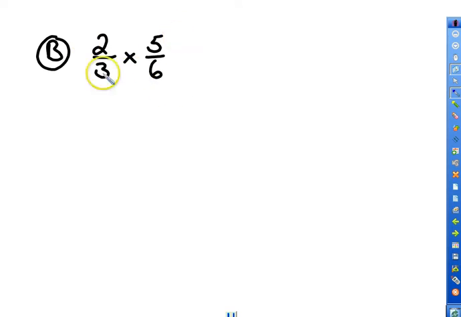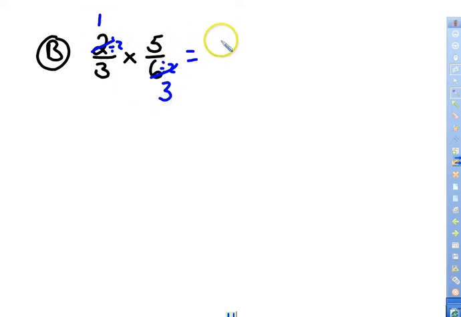So now we look to see if we can cross-reduce. 3 and 5 do not reduce. 2 and 6, both even numbers, therefore they can be divided by 2. So 2 divided by 2 is 1, and 6 divided by 2 is 3. Now we have our new numbers, 1 times 5, which is 5, and 3 times 3, which is 9, and 9/5 is, in simplest form, done. Let's look at our next one.